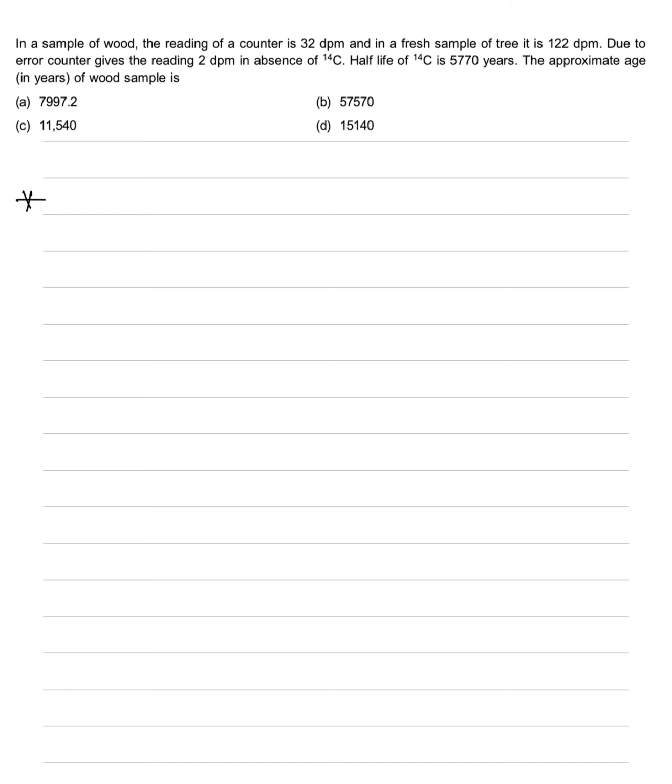Let's discuss this problem. Now this problem is related to carbon dating. In this problem, what is given to us is that a sample of wood is given. In this sample of wood, if you see, the initial reading is 32 dpm. dpm means disintegration per minute, right? And in the fresh sample of tree, this value comes out to be 122 dpm, right?